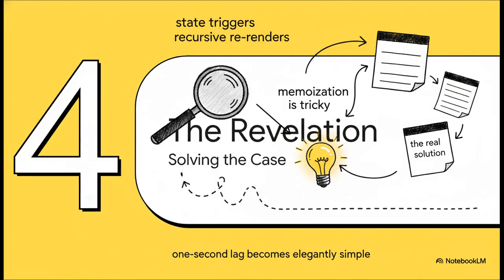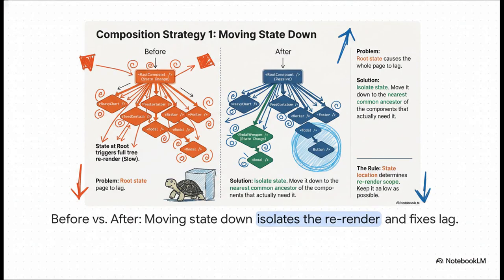Okay, let's go back to our crime scene. We've gathered the clues. We know that state triggers this massive recursive re-render. We know that memoization is a trap waiting to happen. So now, with everything we've learned, the real solution to our 1-second lag, well, it turns out to be shockingly simple. And this slide just lays it out perfectly. Look at the before on the left. We've got state at the very top, and it's causing the whole page to re-render. It's slow.